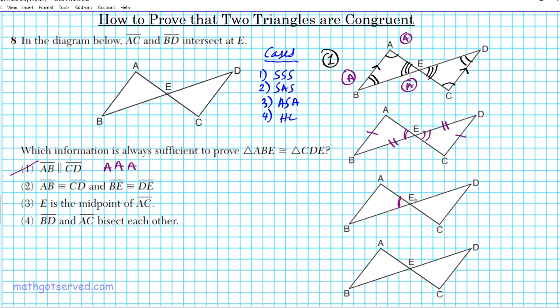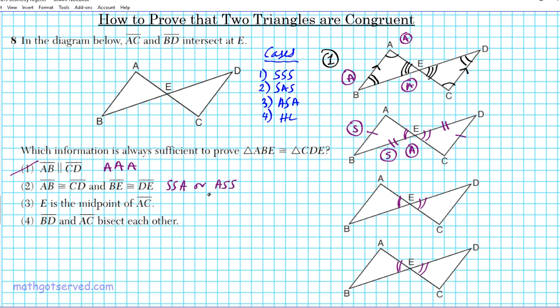These two will always be congruent because they're vertical angles. So that gives us an A. These two sides are congruent. That gives us an S. And then these two sides are congruent. That gives us an S. Okay? So whichever way you want to read it, you can read this as SSA or ASS.